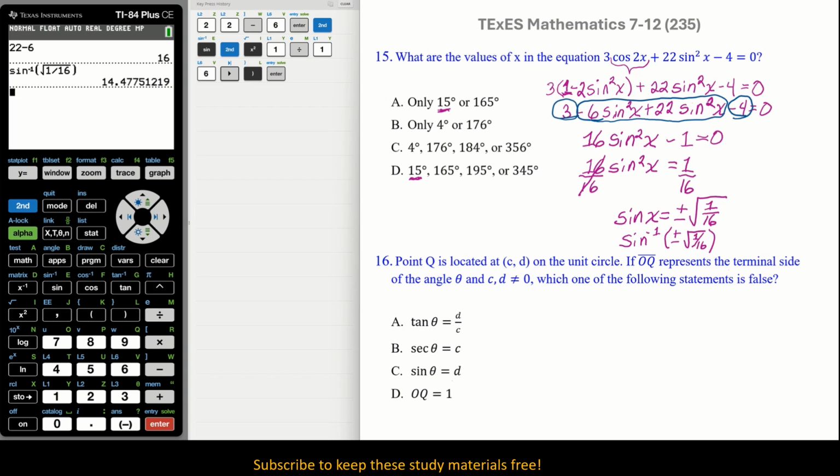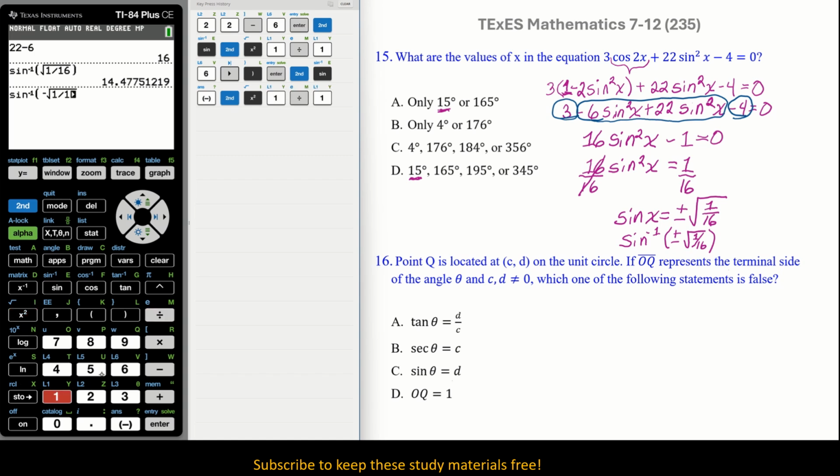Now let's repeat ourselves, but with the negative value. Okay, second sine, okay, negative, second radical, 1 divided by 16, oops, don't want to do that. Divide, arrow over. Now close your parentheses and enter. And we get a negative, okay, and negative 15. Here's the thing. Do you see how they rounded that? I think I can kind of see why they did, but you see what I mean about a rounding error.